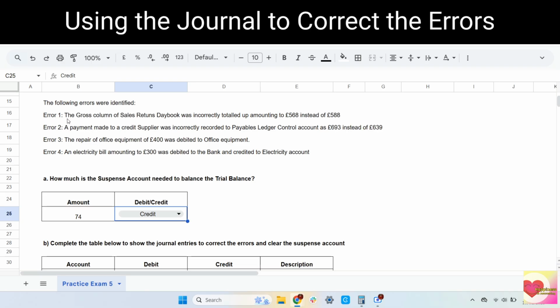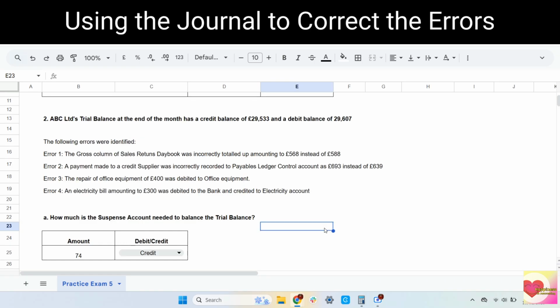First error, the gross column of sales returns daybook was incorrectly totaled up, amounting to 568 instead of 588. So we know that each column of the daybooks is totaled or casted at the end of the period, and that total amount is the amount that we transfer to the general ledger accounts. So we enter the total of the gross column of sales returns daybook to RLCA. So let's follow the 3 steps to correct this error, and we will use this side as our blank paper.